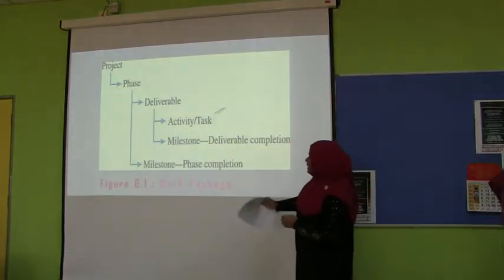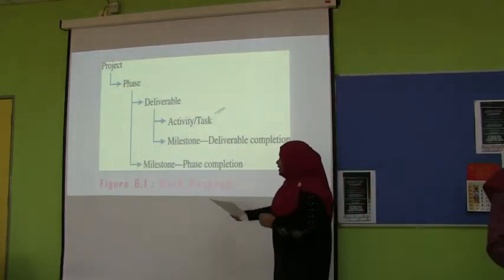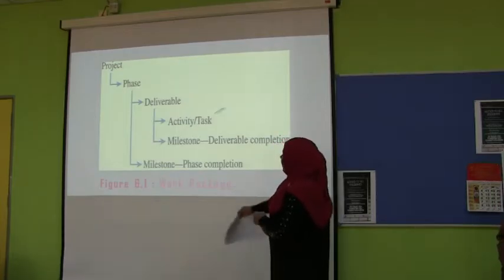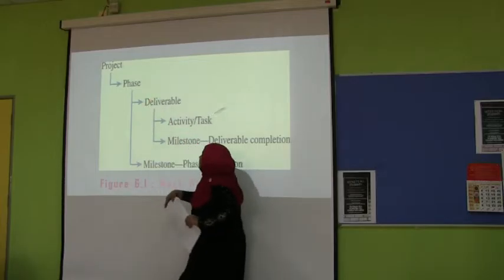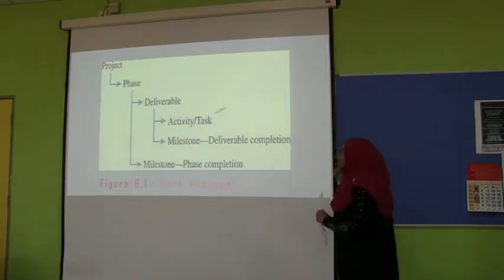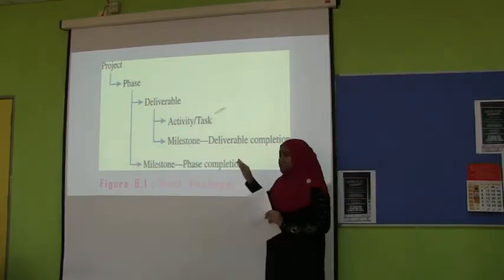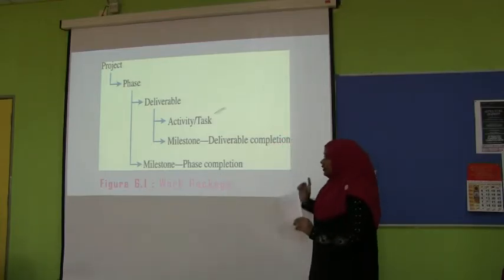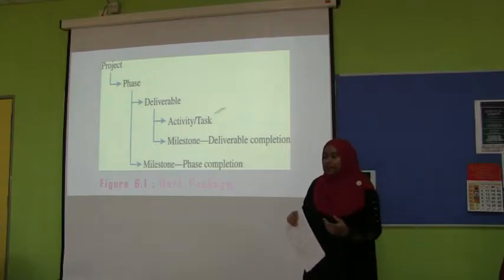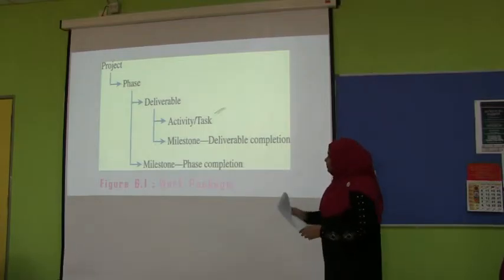Okay, as you can see, this is the diagram, figure 6.1, work packages. This is viewed in a hierarchical form, which is starting from up there till here. And every project is subdivided into phases, and each phase has one or more deliverables. And each phase needs to have at least one deliverable.